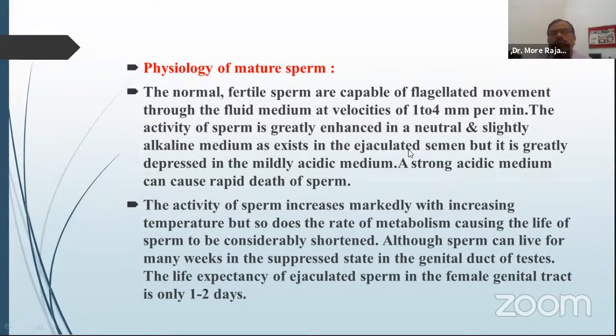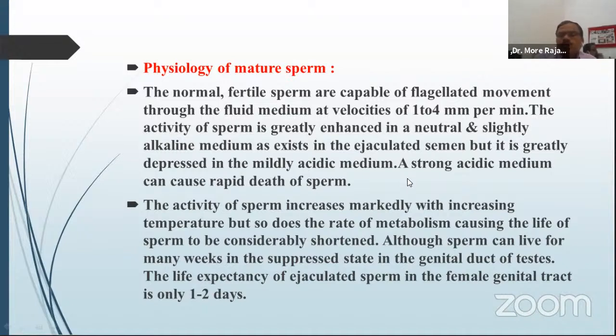Okay. In the ejaculated semen, activity is greatly depressed in a mildly acidic medium. A strong acidic medium can cause the rapid death of the sperm. The activity of the sperm increases markedly with increasing temperature, but so does the rate of metabolism, causing the life of the sperm to be much shorter. So life becomes shorter due to the temperature.